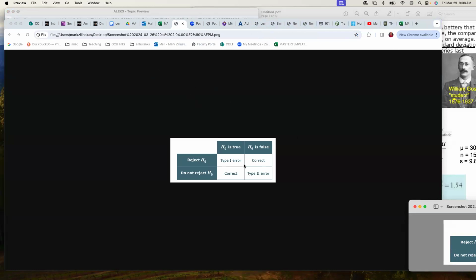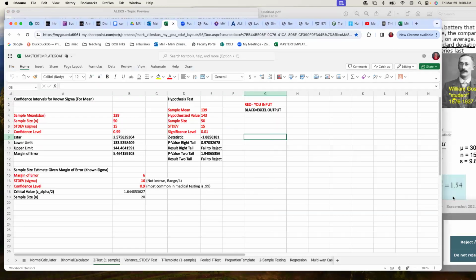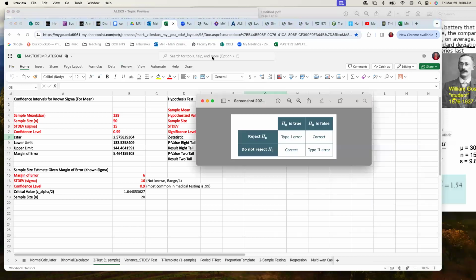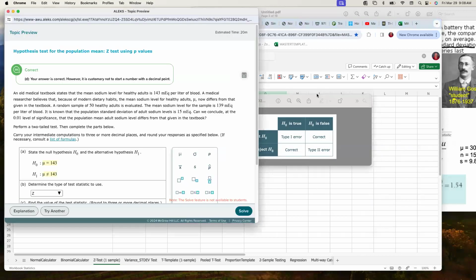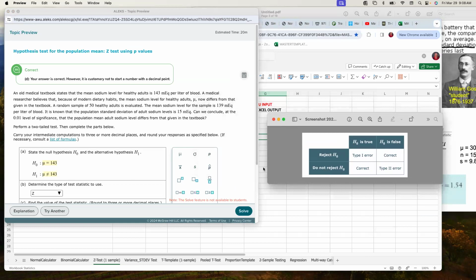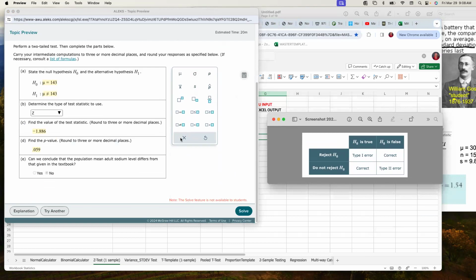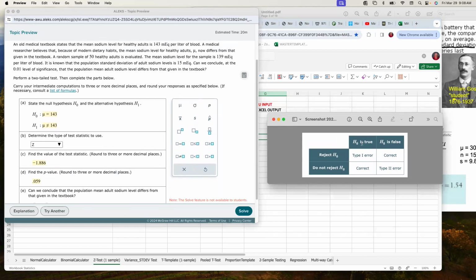of this type 1 and type 2 error. Okay, so the type 1 error is, no, I pull this out of here. I just want to drag this up here actually at the same time. Okay, so the type 1 error would be if the null is true. Let's say the true mean is 143 and I reject this.